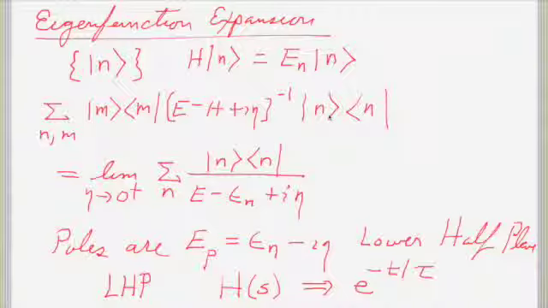And if the poles were in the right half plane, then it would grow with time, like e to the plus t over tau, and that's bad. That's an unstable system. So the question is, all you learned about stable and unstable systems, and now we're talking about the analytic form for our Green function.